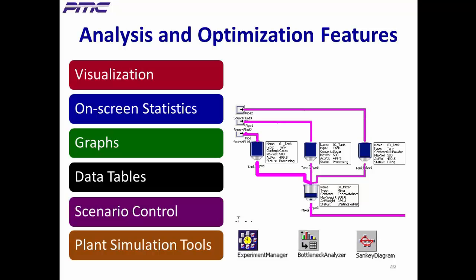The Bottleneck Analyzer can help you to pinpoint bottlenecks, and the Sankey diagram lets you visualize the flow of fluids and solids. Here's an example. The thicker the line, the greater the flow. In the example shown, you can see that more cacao than sugar or milk powder flows into the mixer here.